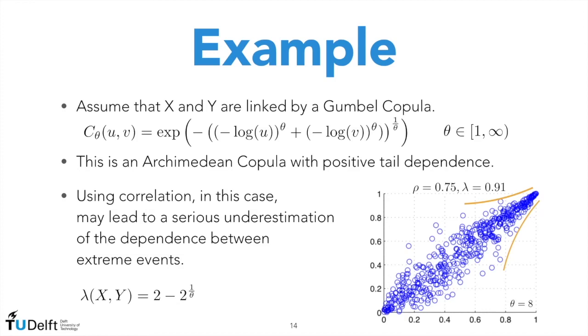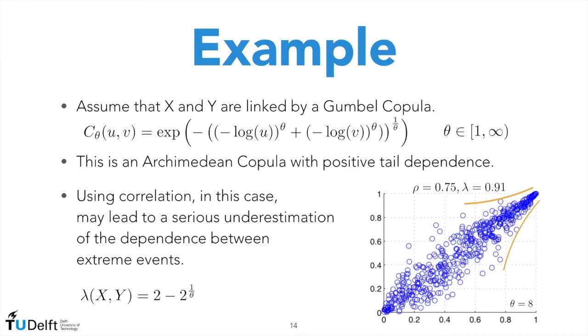Now, look at the graph. These data are generated by a Gumbel copula. If we compute the correlation between x and y, we find a value of 0.75, which is a value that indicates a quite strong linear dependence between the two random variables. And this is actually what we can see on the screen. But if you look at the right tail, you see that there the dependence between x and y becomes stronger. And this is captured by the tail coefficient.